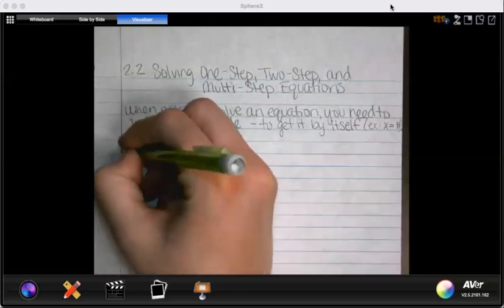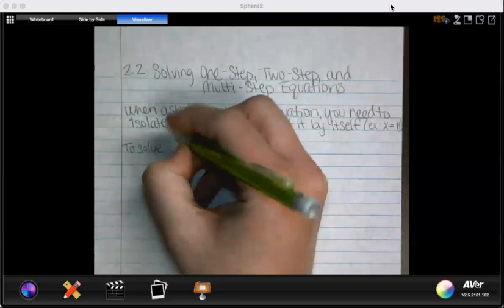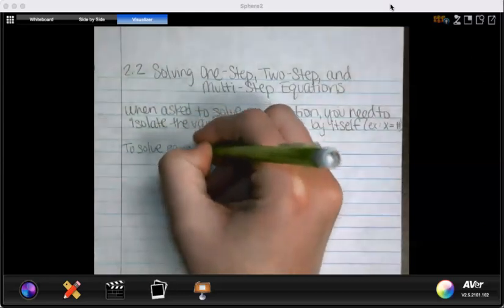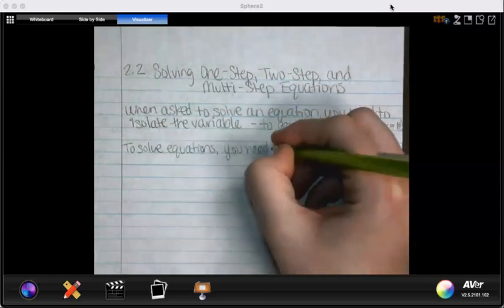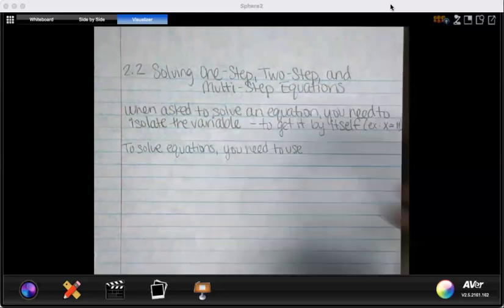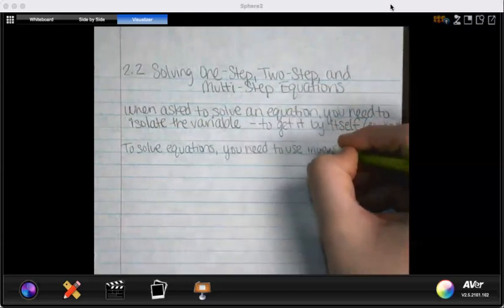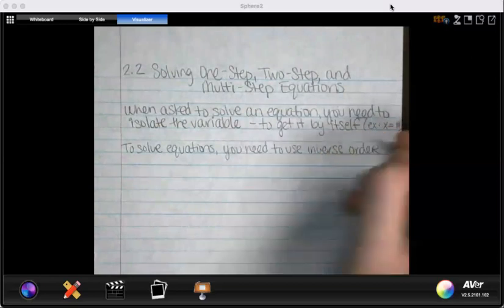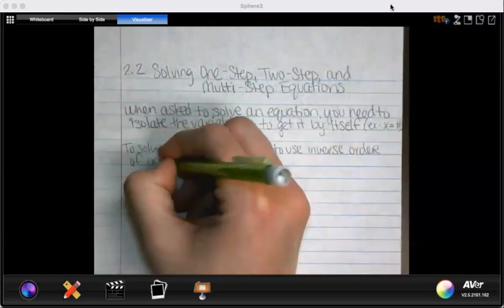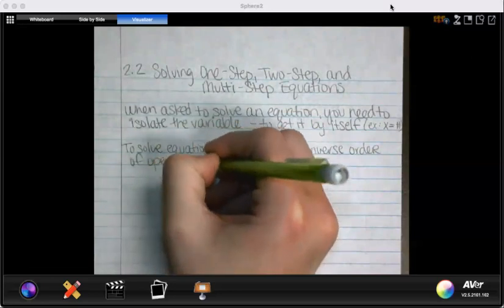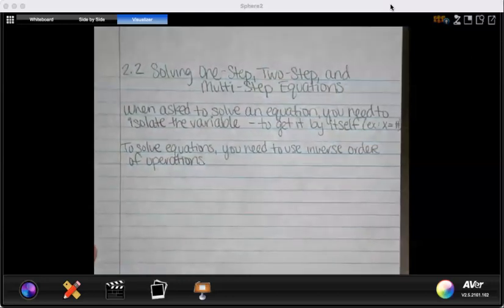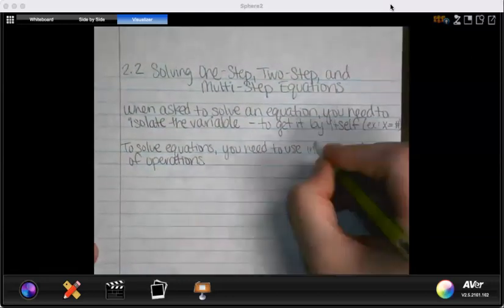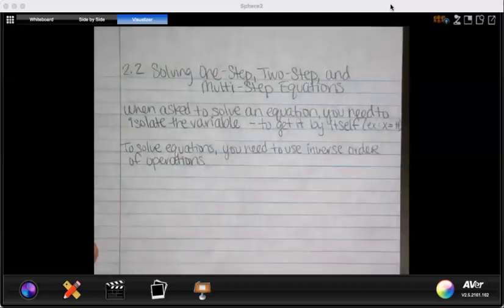Now, in order to solve equations, you need to use inverse order of operations. So we'll be using our inverses to simplify and solve our equations.